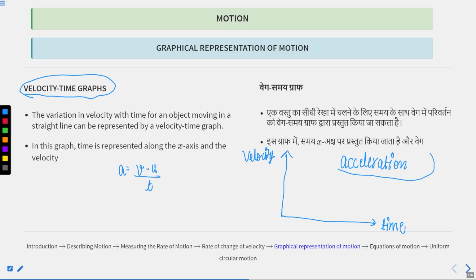Okay, a velocity time graph gives acceleration. A distance time graph gives speed and gives us information about whether the object is accelerating or not. A velocity time graph actually gives acceleration. We can calculate acceleration using a velocity time graph. On the x-axis, we represent time in the scale of seconds, and on the y-axis, we use velocity in the scale of meter per second.